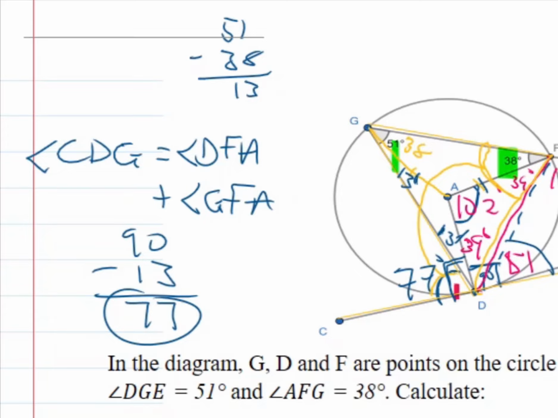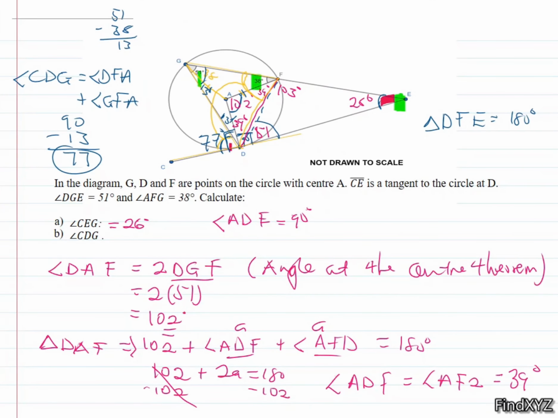We realize that it is opposite to that. That is also 51 degrees. That is the alternate segment theorem. So it is true for whichever method that you want to use.